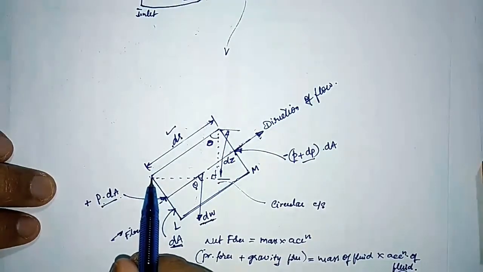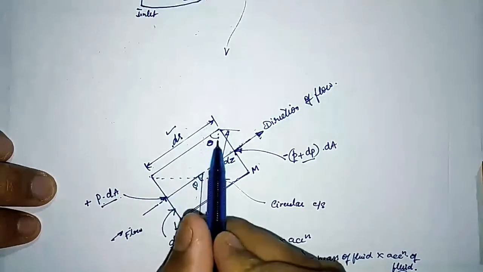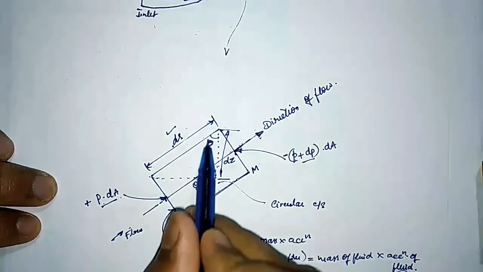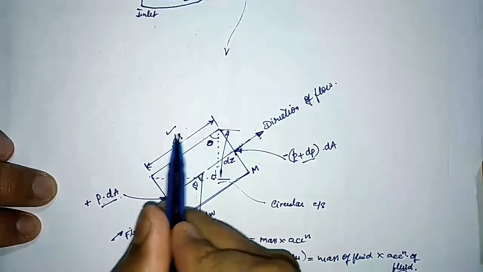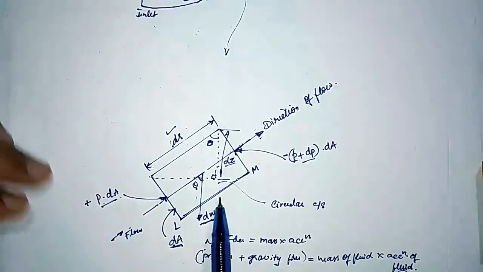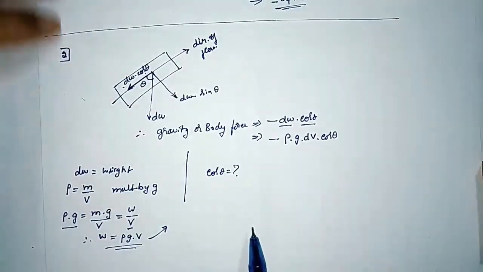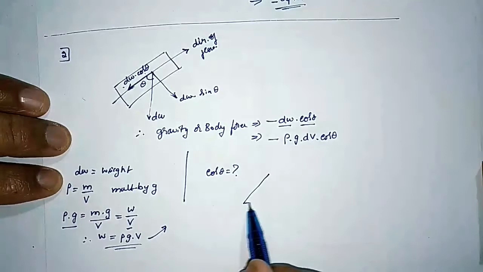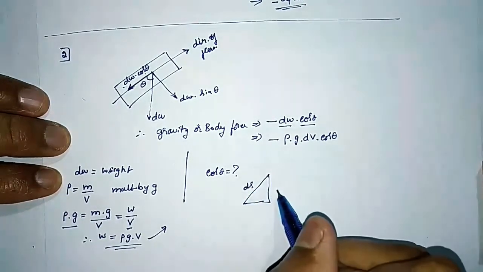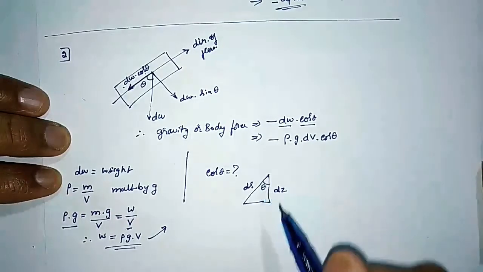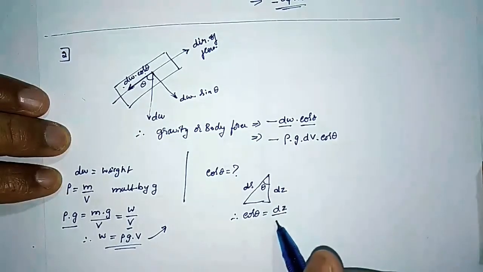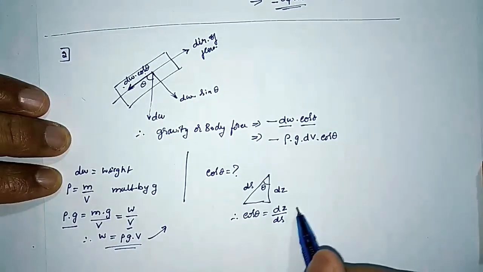In this diagram, ds is the length, and I have drawn a vertical and a horizontal line like this, which create a right angle triangle with angle theta, and dz is the height of the triangle. So I will redraw this right angle triangle like this: ds on the hypotenuse side, dz is the vertical height, and theta is the angle. Now cos theta is equal to dz by ds. So we will substitute that in the above equation.